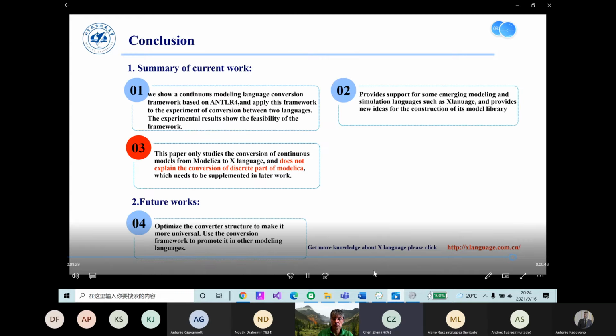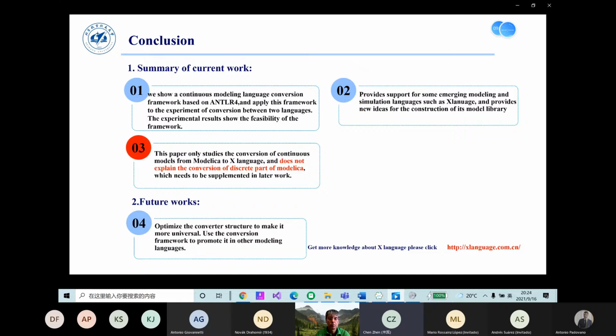Conclusion. We have some contributions. We present a continuous modeling language conversion framework, and we provide support for some modeling and simulation languages such as X language. Of course, we do not yet expand the conversion of the discrete part of Modelica. In the future, we will optimize the converter structure to make it more universal, and use the conversion framework to promote it to other model languages. That's all. Thank you.